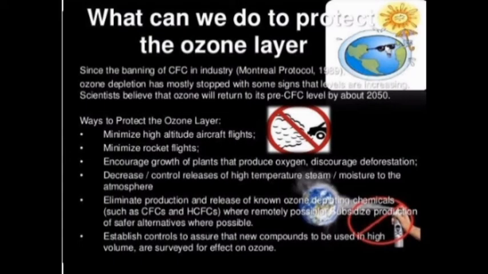What can we do to protect the ozone layer, children? First thing is to encourage growing more plants that produce oxygen, discourage deforestation and go for afforestation. Next one is minimizing high altitude aircraft and rockets. Eliminate the production of products that release gases such as CFCs, etc.